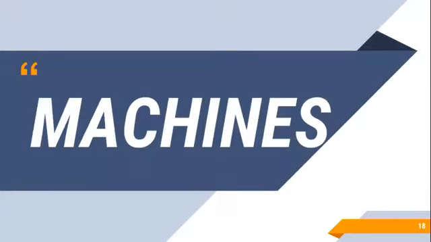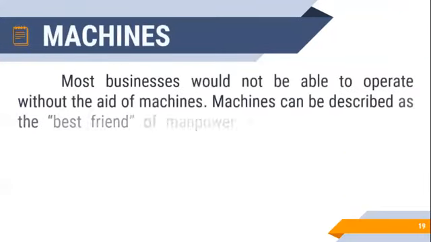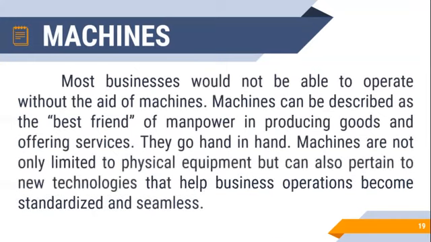And for our third M, we have the machines. So most businesses would not be able to operate without the aid of machines. Machines can be described as the best friend of manpower in producing goods and offering services. They go hand in hand. Machines are not only limited to physical equipment, but can also pertain to new technologies that help business operations become standardized and seamless. So kumbaga po, in terms of business, the best friend of the manpower is the machine.